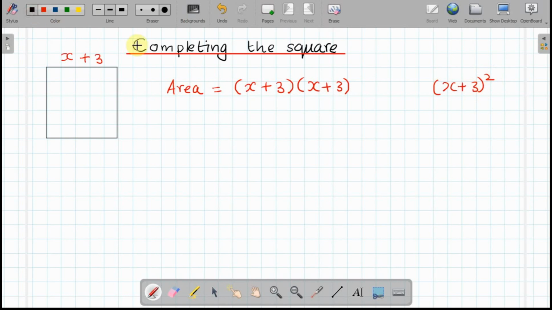Now I am going to expand this bracket. First I'll start off with x times x, which gives me x squared. Then I'm going to multiply x times 3, which gives me 3x. Then I'm going to multiply 3 times x, which gives me another 3x. And finally multiply 3 times 3, which gives me 9. I can simplify this on the next line as x squared plus 6x plus 9.